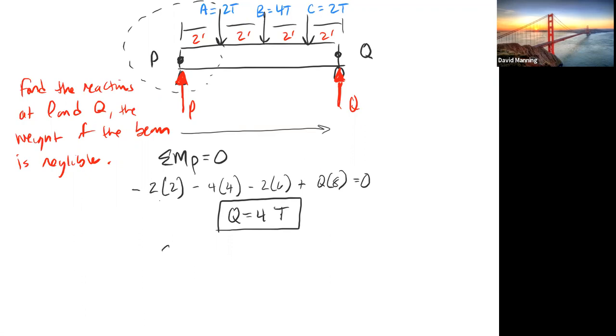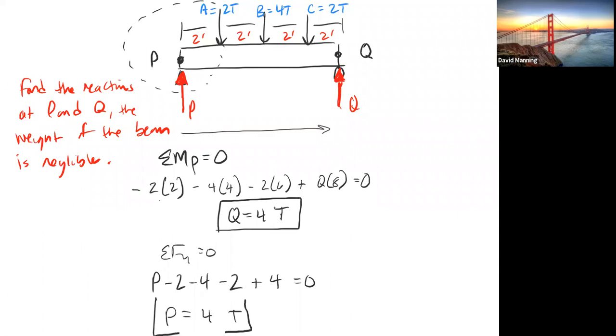And then we sum the forces in Y and set them equal to 0. Again, we'll just go left to right. P minus 2 minus 4 minus 2 plus 4 equals 0. P equals 4 tons. That's it. That's how you do parallel force systems in equilibrium. Anybody have any questions on that?